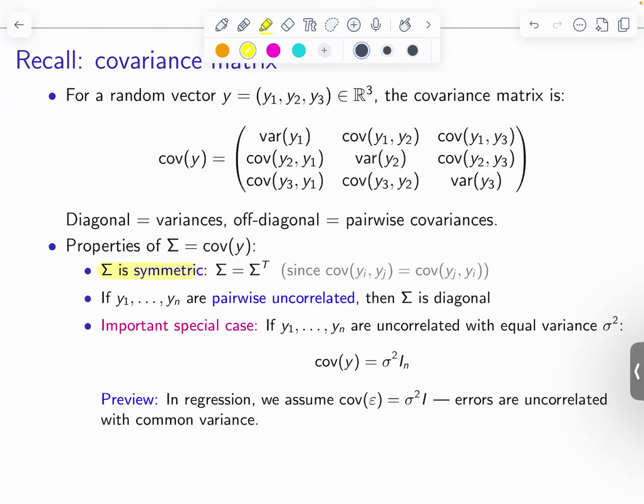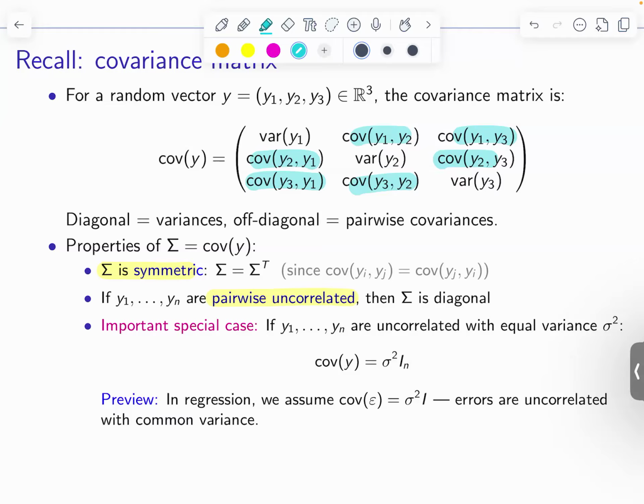or sigma is equal to sigma transpose. The other thing that is easy to note is if y1 to yn are uncorrelated, which means that the pairwise covariances are 0, then this covariance matrix is going to be diagonal. All these entries here would be 0. That is what it means for them to be pairwise uncorrelated, and so sigma would be diagonal.